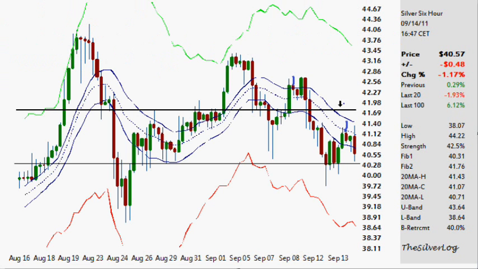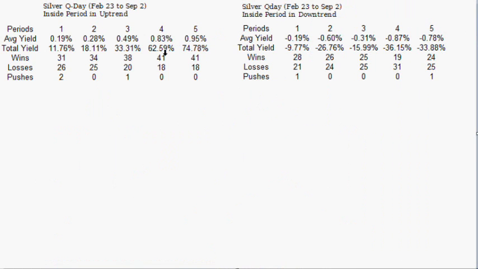although that's lower as we look back and see that on this inside day, 1, 2, 3 periods from now, you were in a losing proposition, and more so on the 4 and 5 here. And within 4, you'd be up 62%, and 5, 74.78%.